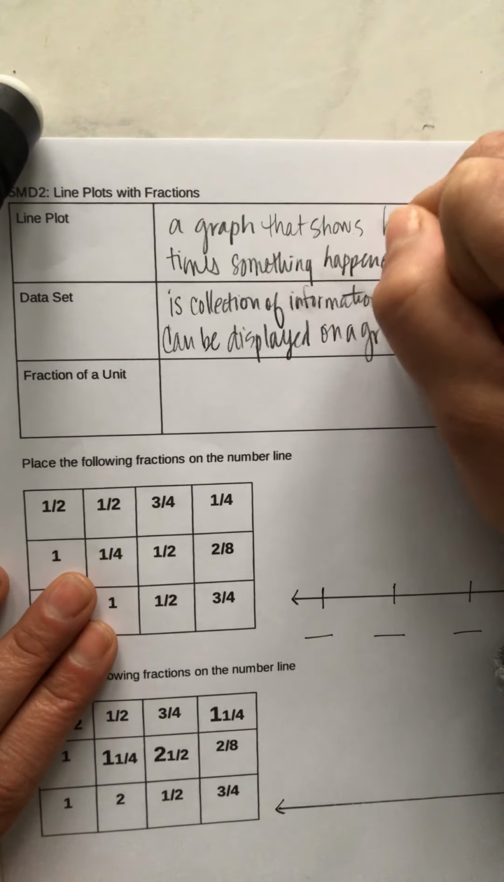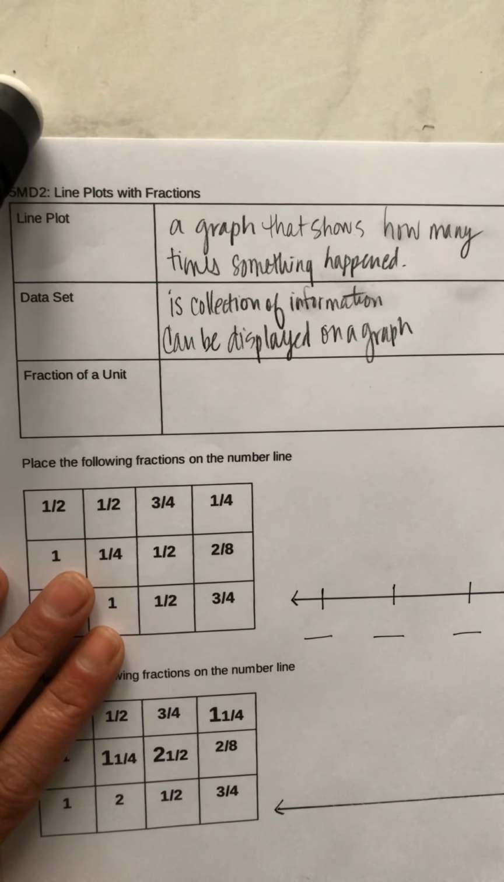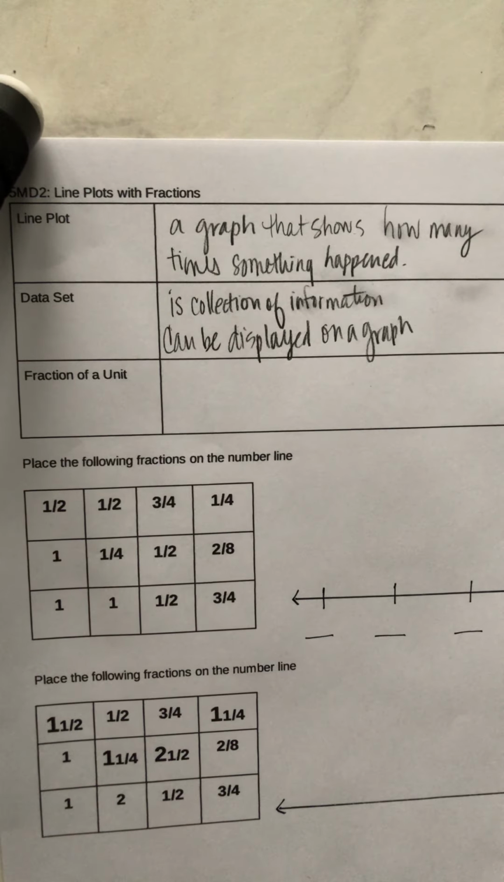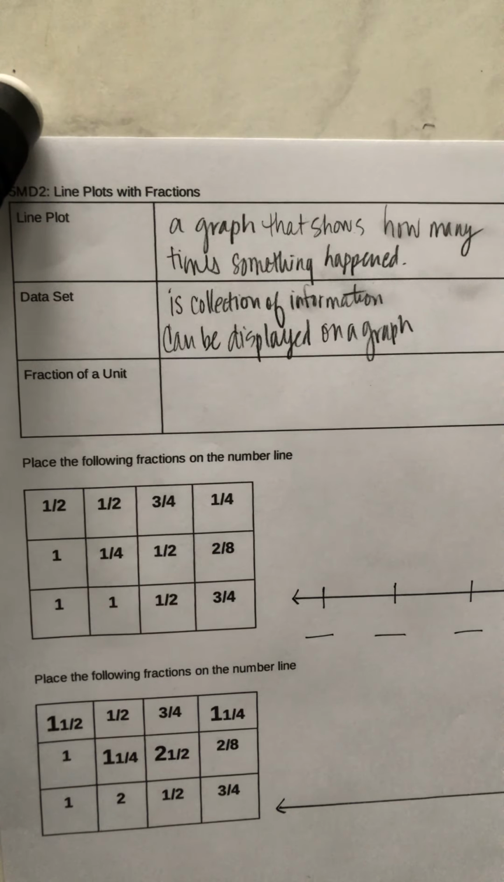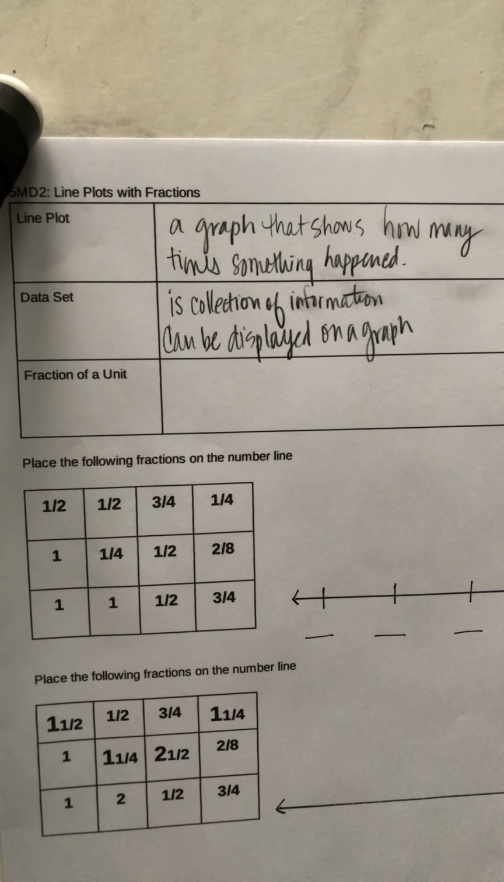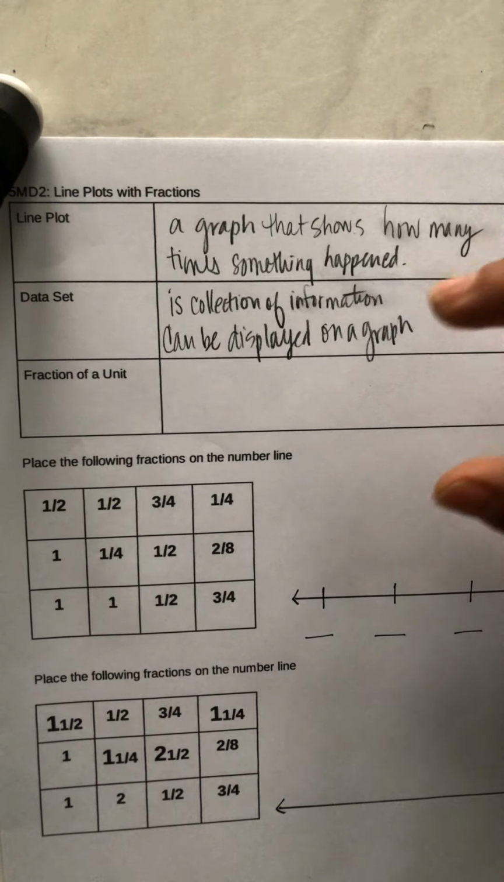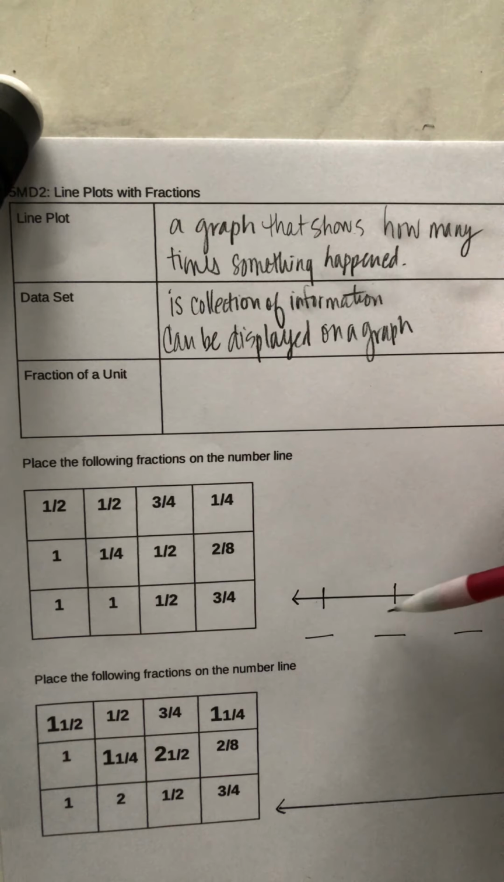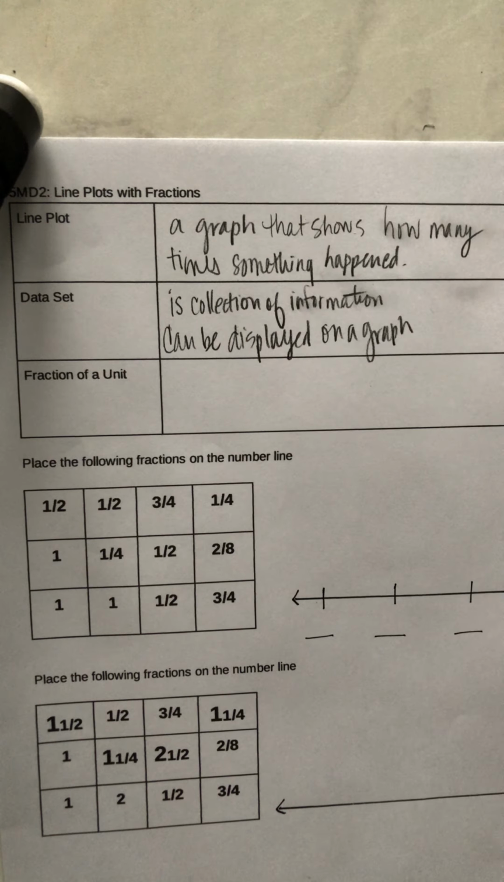on a graph. And then your last one is fraction of a unit. Now this term was new to me, but basically what that means is the line plots you're going to be working with today have fractions as the data. I think this vocabulary word was put there just to show that sometimes when you're using a line plot or other graphs, there's a fraction of a number, so you need to have a number in between two whole numbers.